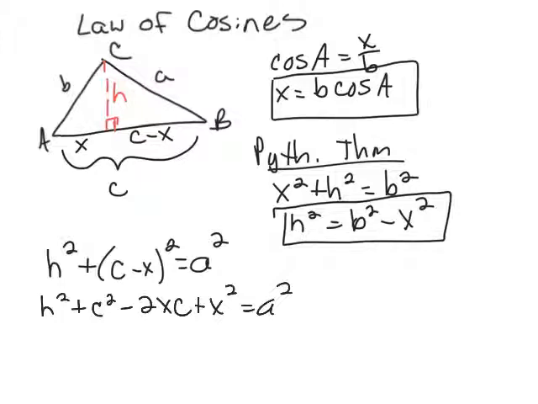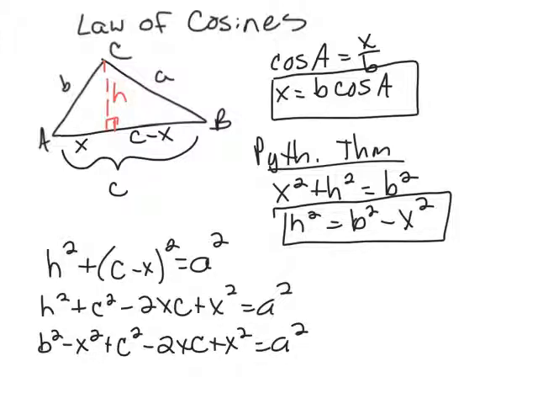We have an h squared in here, because again, the goal is to get rid of the x's and the h's. So h squared, I have an expression for up here. I can replace the h squared with b squared minus x squared. So let me squish that in. B squared minus x squared plus c squared minus 2xc plus x squared is equal to a squared. So take a look at that. I've got a minus x squared and a positive x squared. So they're going to go away. And I'm going to be left with an expression that I can almost deal with.